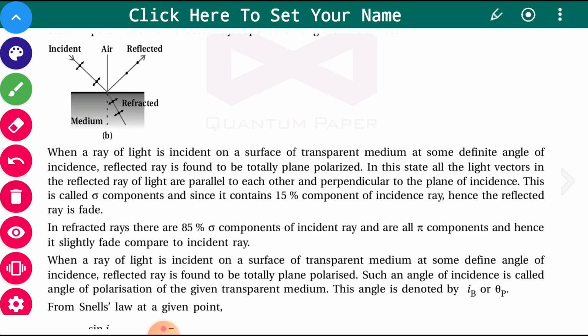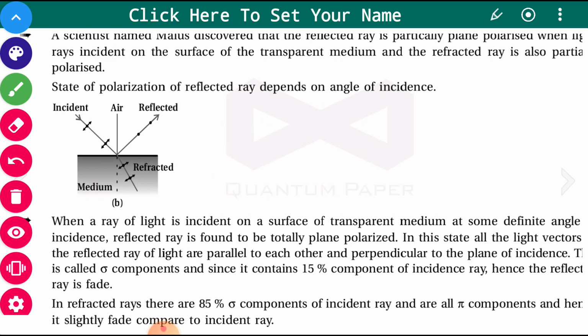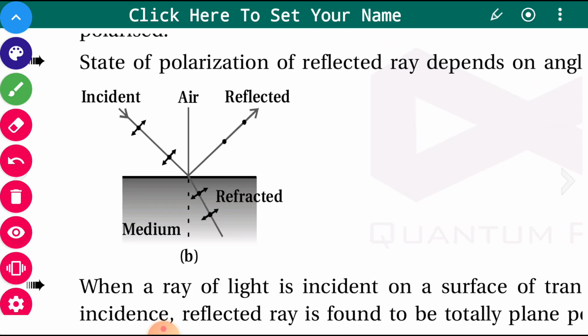Try to understand. Here you have this unpolarized light. It means all the E vectors are present. This is unpolarized light. Now here this particular ray is a reflected ray.